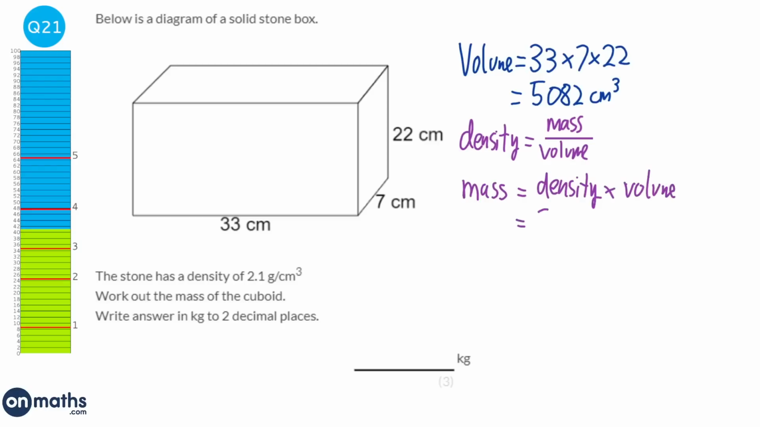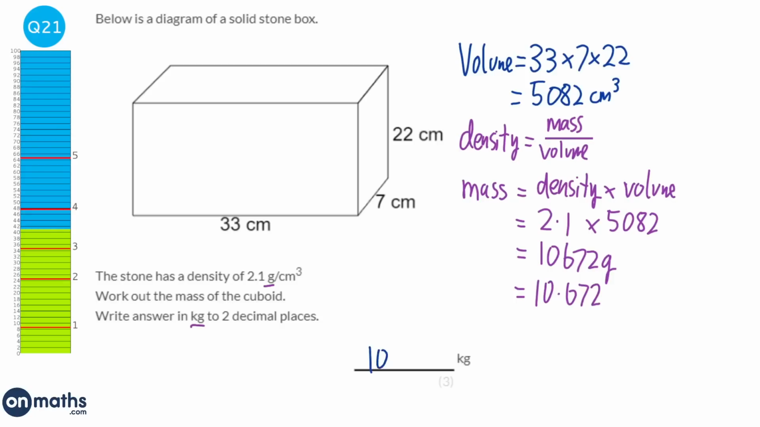Density is given to us in the question as 2.1 grams per centimeters cubed. Times that by the 5,082 for the volume, and we get the answer of 10,672. And then that will give us grams, because our density is in grams, but the answer is asking for kilograms. So to convert that to kilograms, we just divide by 1,000 and we get 10.672. Then we need to round that to 2 decimal places, and so that would be 10.67 kilograms.